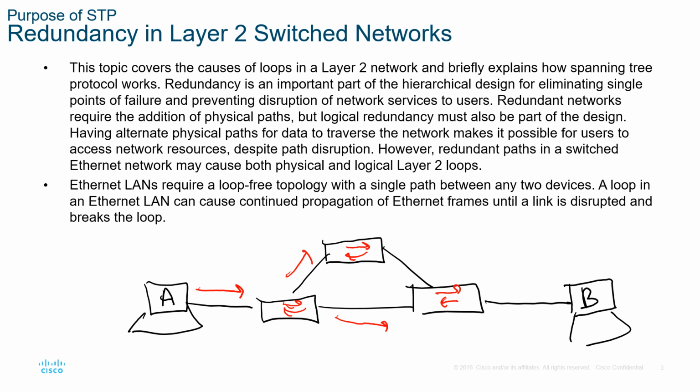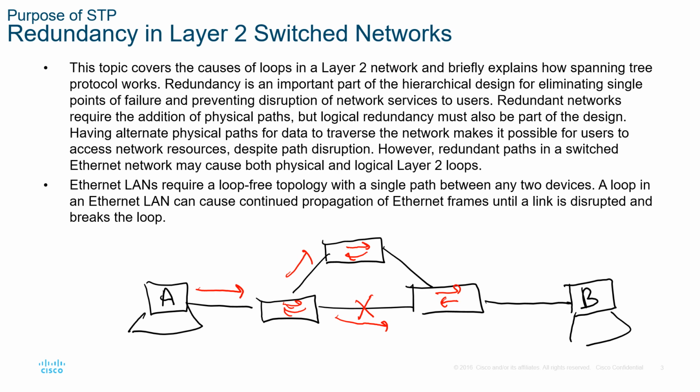Having an alternate link or alternate physical path for data to traverse the network makes it possible for users to access network resources despite path disruption. For example, if this path fails, you still have another route or another path to go to the destination. However, redundant paths in a switched Ethernet network may cause both physical and logical layer loops.